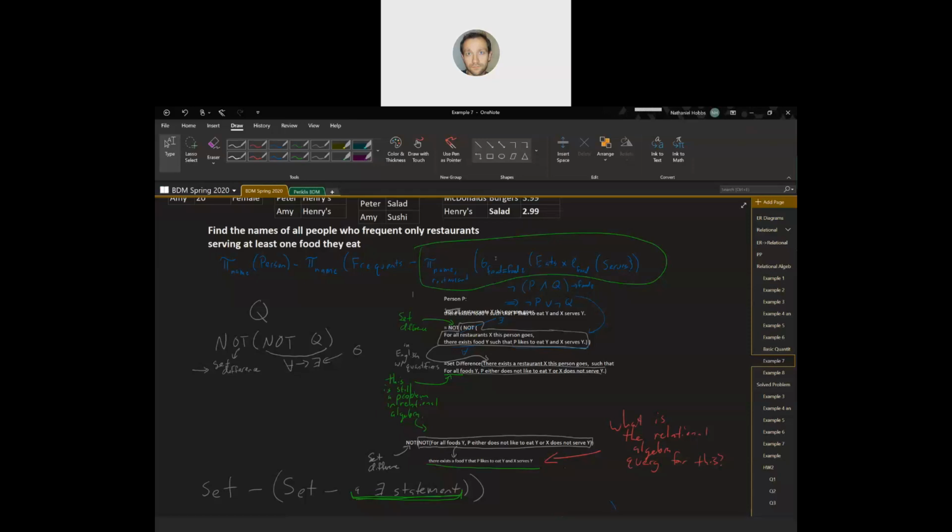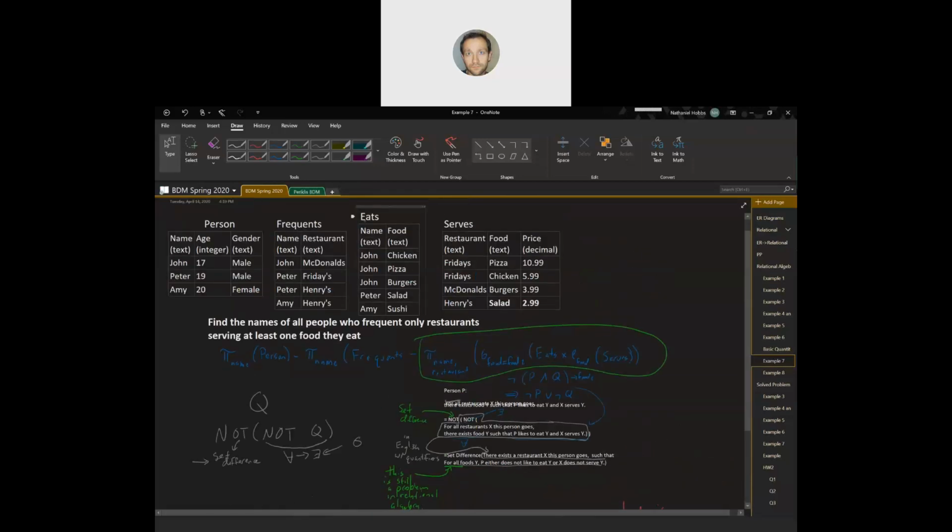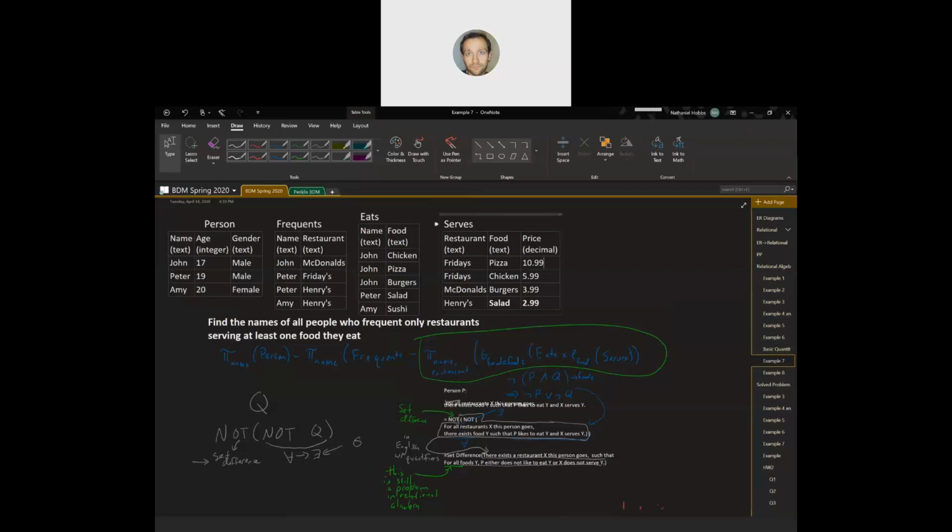So, okay, this is basically a join where there's two things here. There's the eats relation and the serves relation, and we're interested in the foods that people eat as well as the restaurants that serve those foods. And well, I guess instead of just feeding it to you, what I've highlighted here?